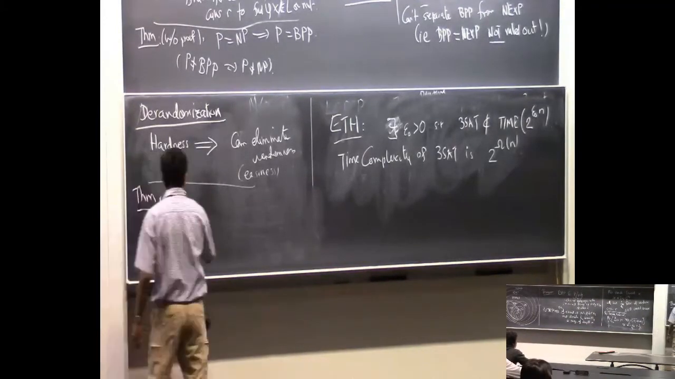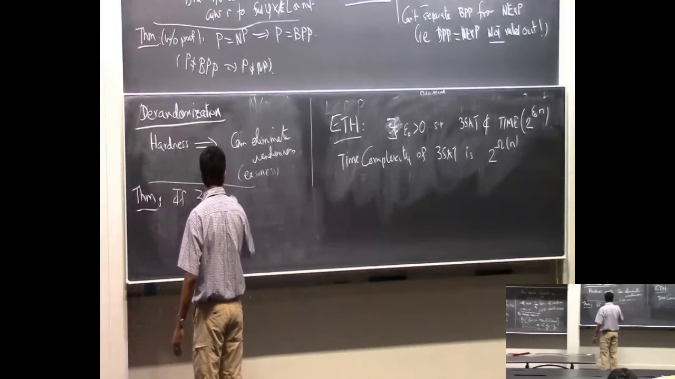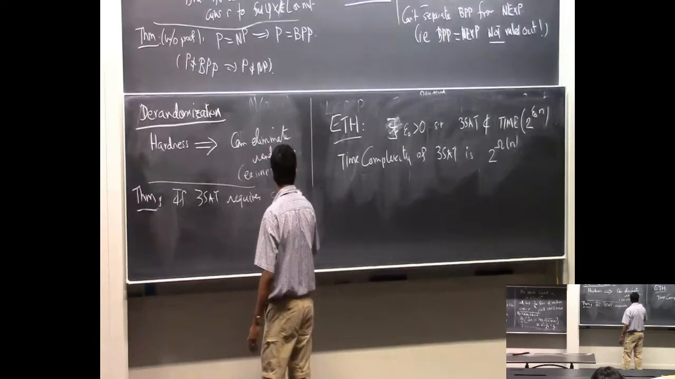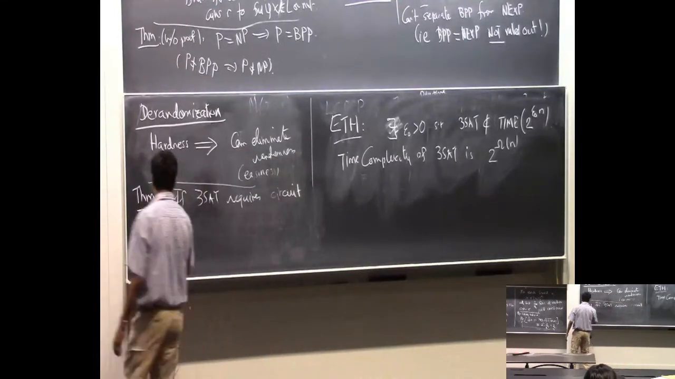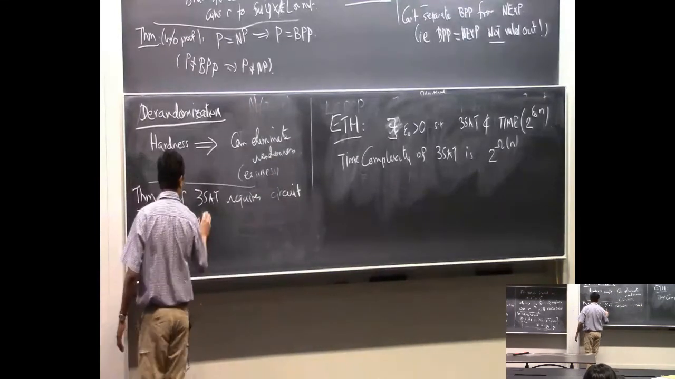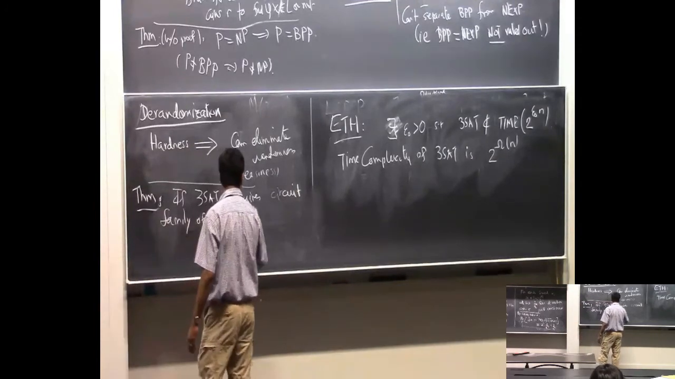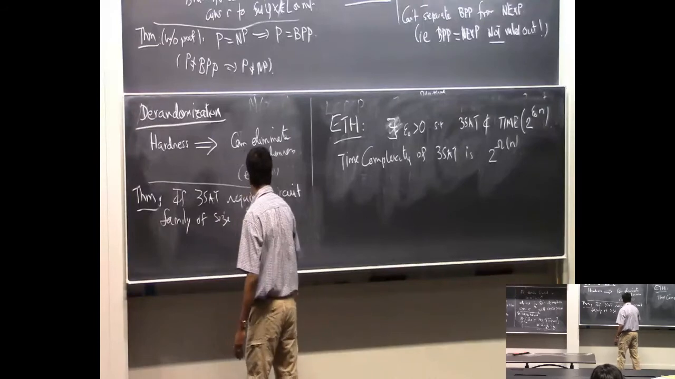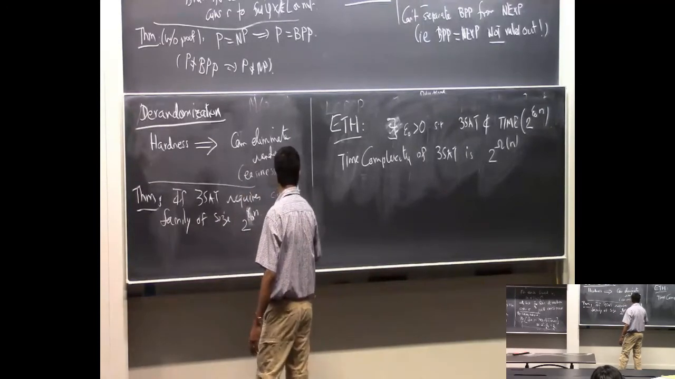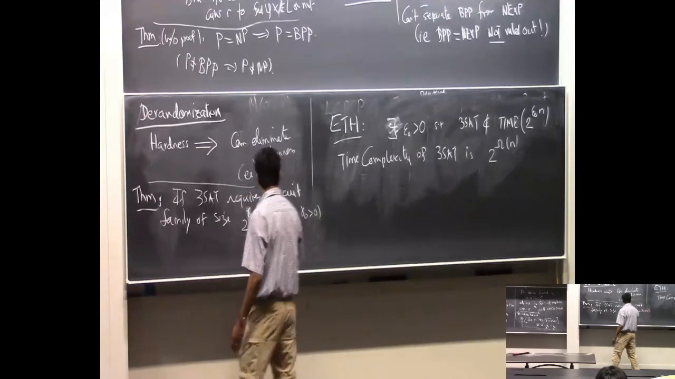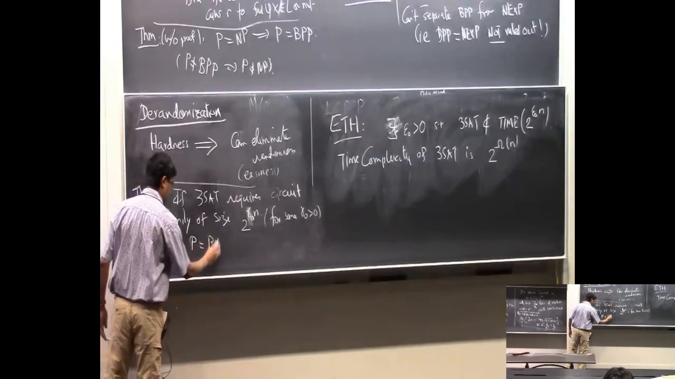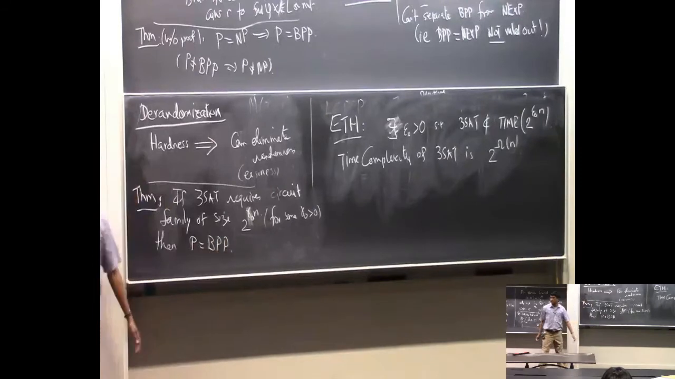Right? So let me just write this down. If 3SAT requires a circuit family of size 2 to the epsilon naught n, let me just call this 2 to the gamma naught n, for some gamma naught greater than 0, then P equals BPP.